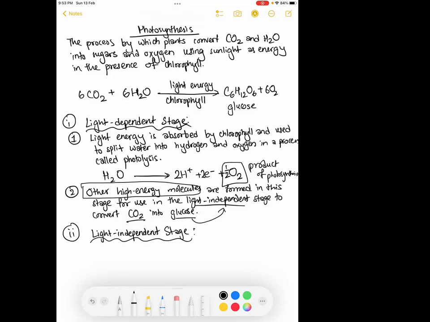Hydrogen from the light reactions is used as a reducing agent in the process. So these hydrogens that we produced in our light dependent stage will be used up as a reducing agent. And then the carbohydrate will be formed in this stage. The carbohydrate formed in this stage is converted to glucose and other carbohydrates by enzymes. So it will form a carbohydrate that will be converted to glucose. And specifically in this stage, we do not need any light. So no light is needed.